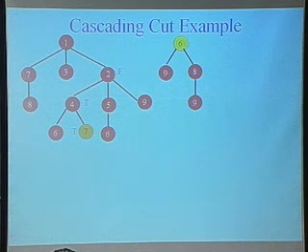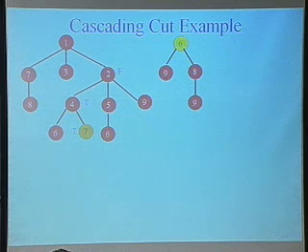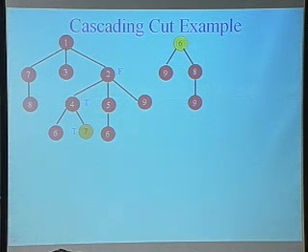So the remove min operation resets the child cut field of one node. Every time you do a pairwise combine, there's one node whose child cut field gets set to false. That's the fellow who becomes a subtree of the smaller tree. All right, questions?